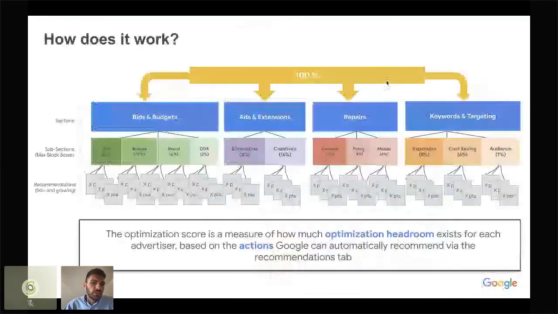These relate to different types of optimization, like bids and budgets. So it might identify an opportunity for you to increase your performance by increasing a particular budget, or even decreasing another one that's not performing, using an investment that's not bringing results in another campaign. It helps you make sure that you have everything in place when it comes to ads and extensions. You get the most of it. Any type of cleanup, policy-related, mobile adjustments, etc. in the repair section. And keywords and targeting, making sure that you have the greatest coverage possible.